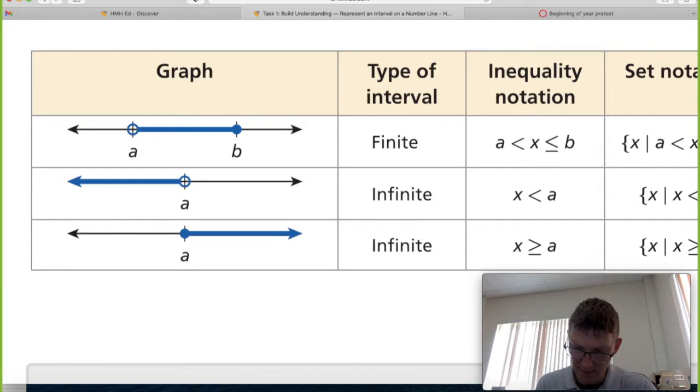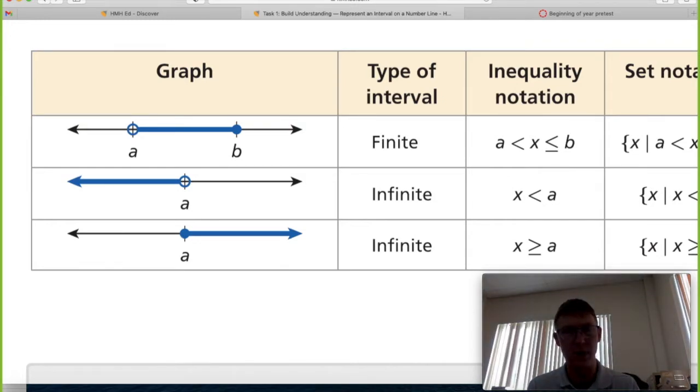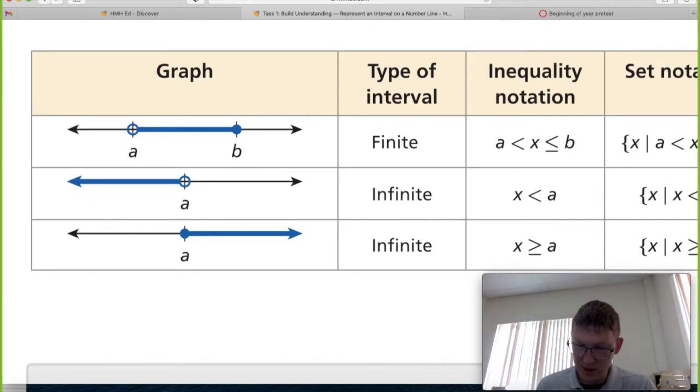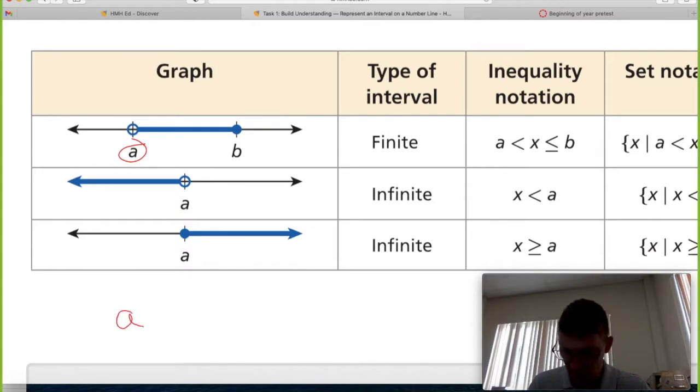So you always go from left to right, or lowest to largest, or most negative to most positive. So you're going to start with your A. You're going to have A is less than X. X is typically our variable. Hopefully you remember that from Algebra 1. Oh, I can't write today. That's okay. Notice how I said A is less than X.